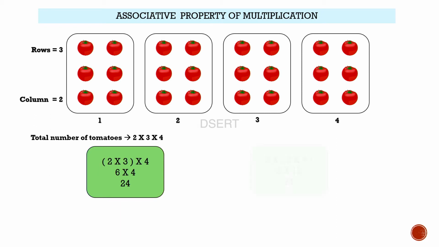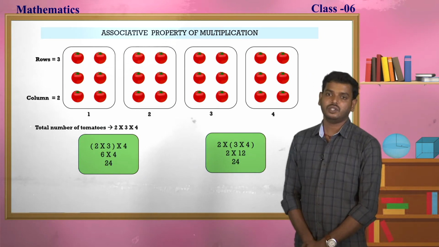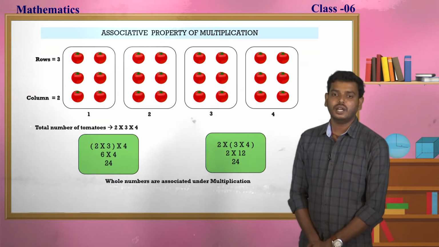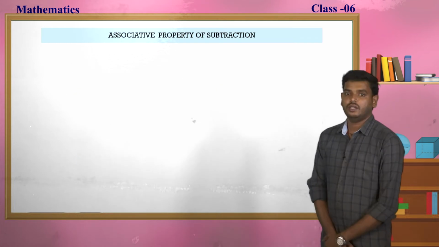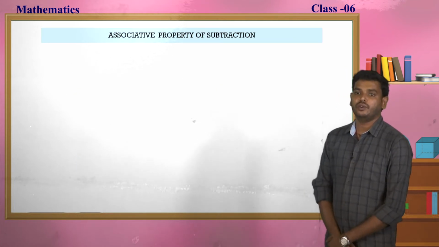In another way, 2 into 3 into 4, the last two numbers we will group here, so that we will get 2 into 12, the answer is 24. Is it correct children? Hence, I can conclude that whole numbers are associative under multiplication. Next, we will move to the associative property of subtraction.